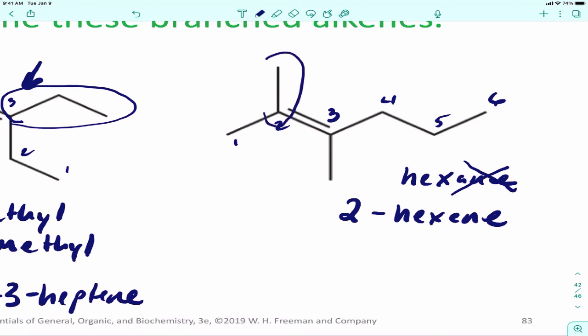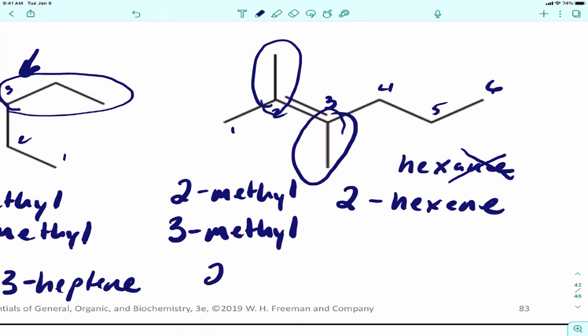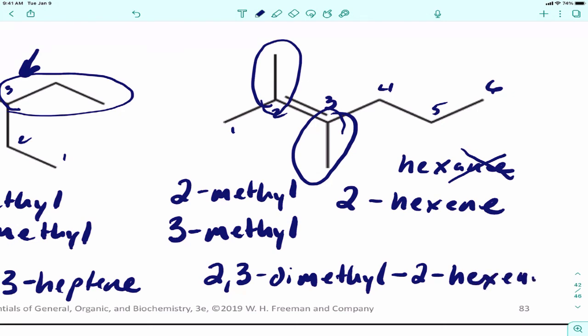It looks like you've got a substituent on carbons 2 and 3. You've got a methyl group on carbon 2 and another methyl group on carbon 3. So we would write this as 2,3-dimethyl, and then connect the parent name, 2-hexene. And there you go. That's how you would name these compounds.